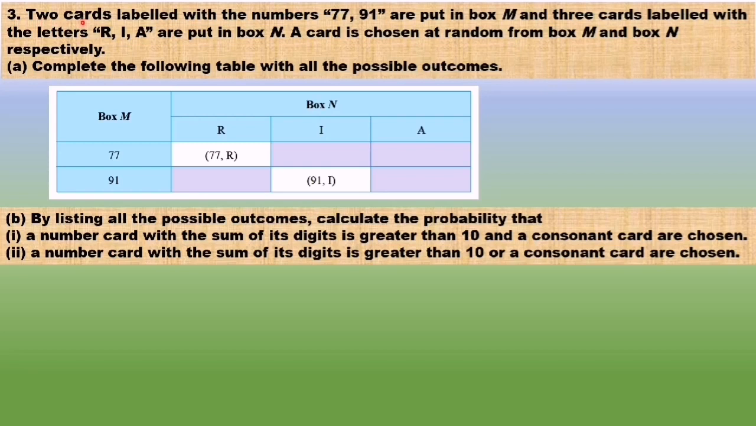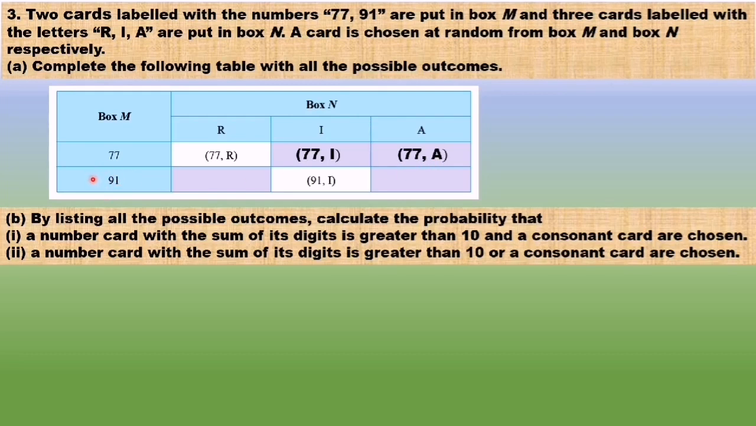Question number 3. 2 cards labeled with the number 77, 91 are put in the box M and 3 cards labeled with the letters R, I, A are put in the box N. A card is chosen at random from the box M and the box N, respectively. A. Complete the following table with the possible outcomes. So first card is from box M. So we start with the possible outcomes to get first card 77. So first row here 77 I. And the next 77 A.